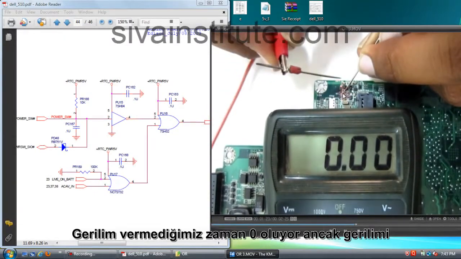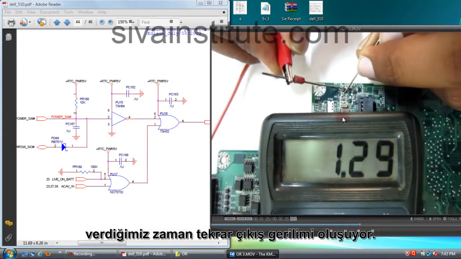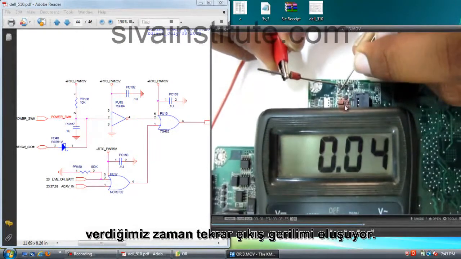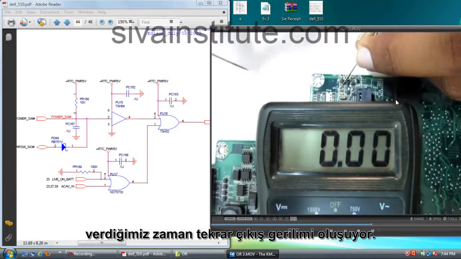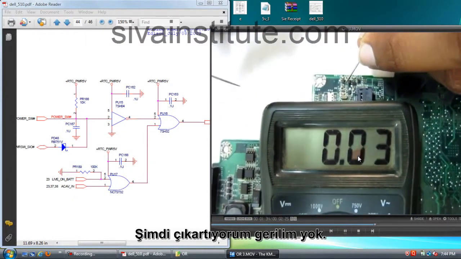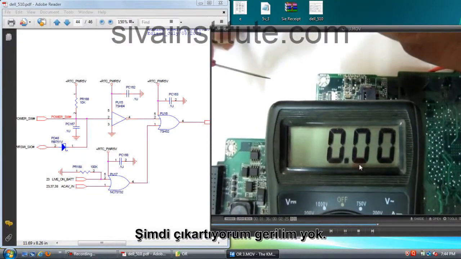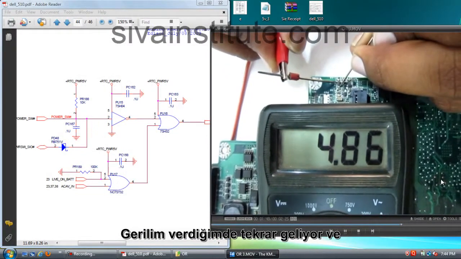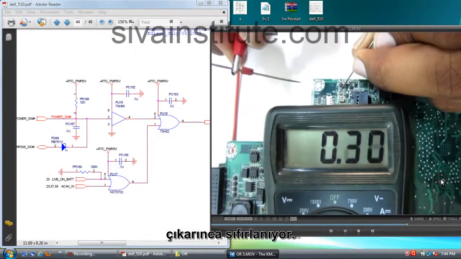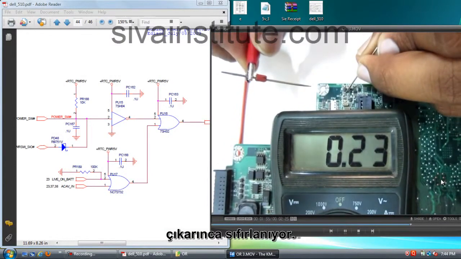No voltage at this point. When we give it, voltage will come. No voltage at this point. When we give it, voltage will come. When we remove it, this voltage goes to 0.